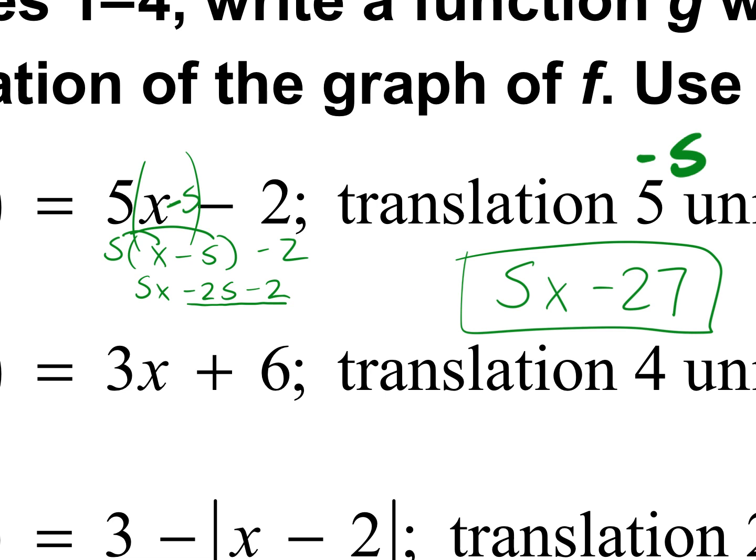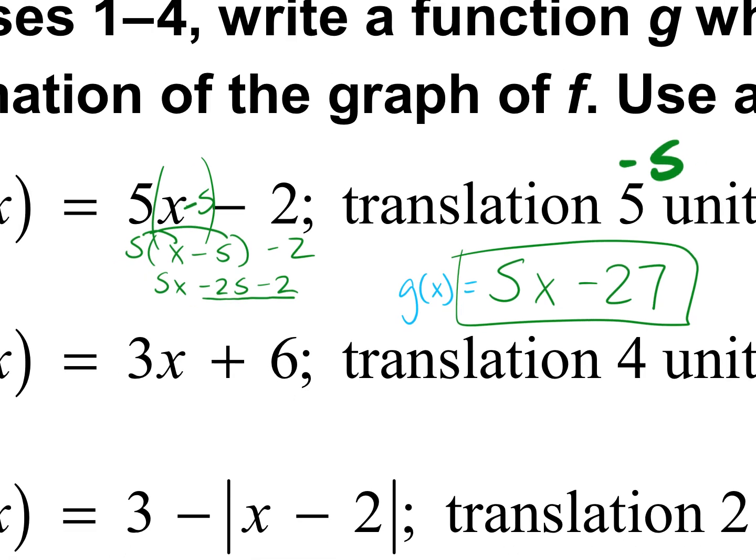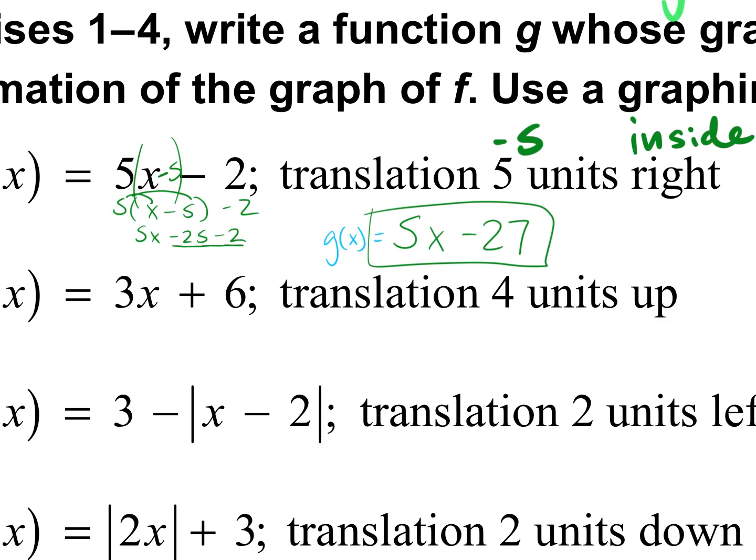And then we would name this as our g of x function, just as the transformation. But the important part is the 5x minus 27. Any questions there? Let's do the next one.